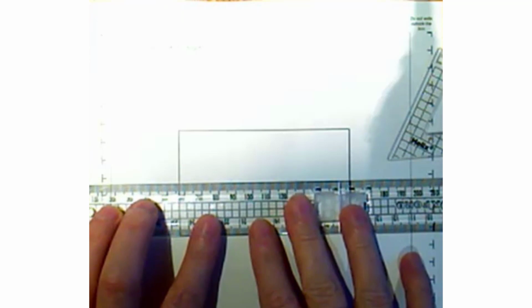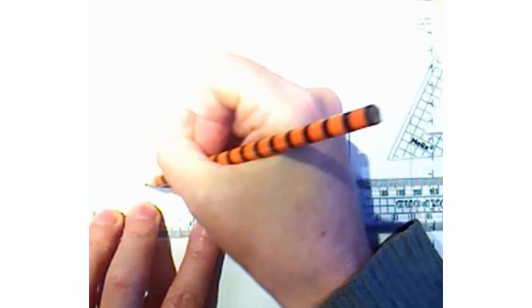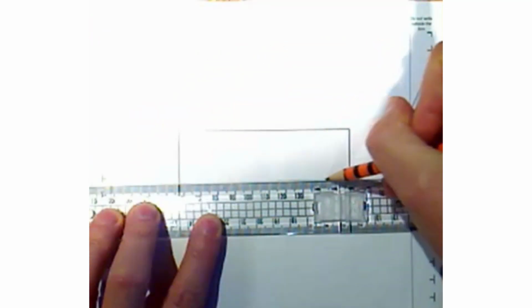Sorry, it's a little bit faint here. You should find that that line cuts your line exactly in half at 90 degrees. So that will be our line of symmetry for the rectangle.